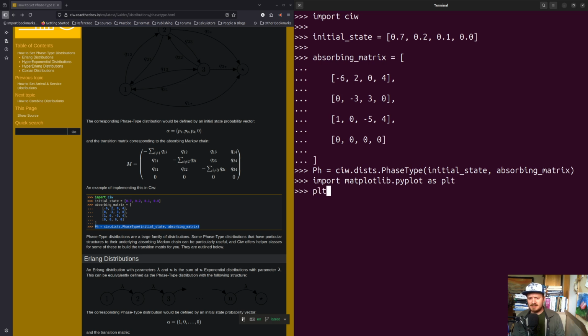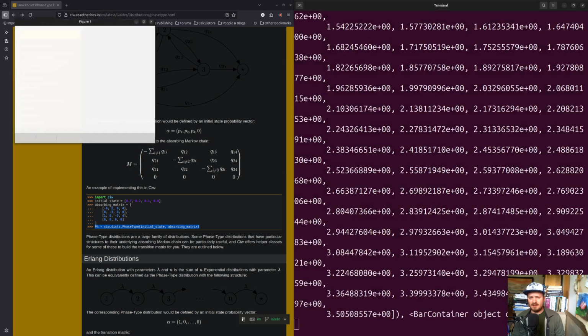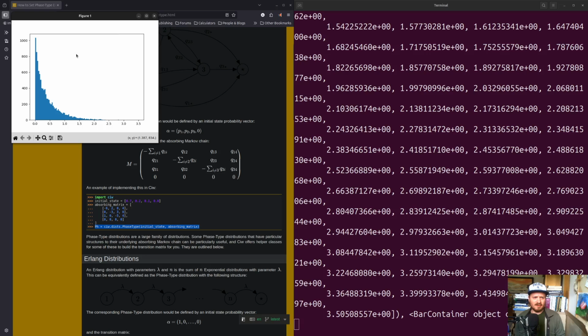And let's actually prepare a sample of this distribution, where I'll go ph.sample for underscore in range, and let's just give this a generous sample size of 10,000. Now let's go PLT and make a histogram. We'll put in our sample, and then let's go for 100 bins. And then let's show the resulting plot.